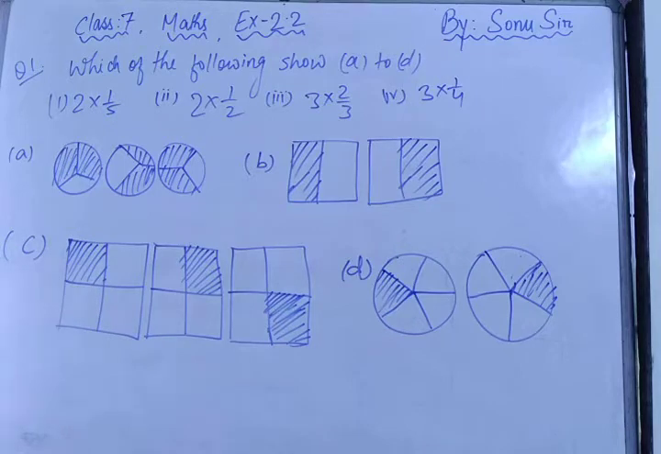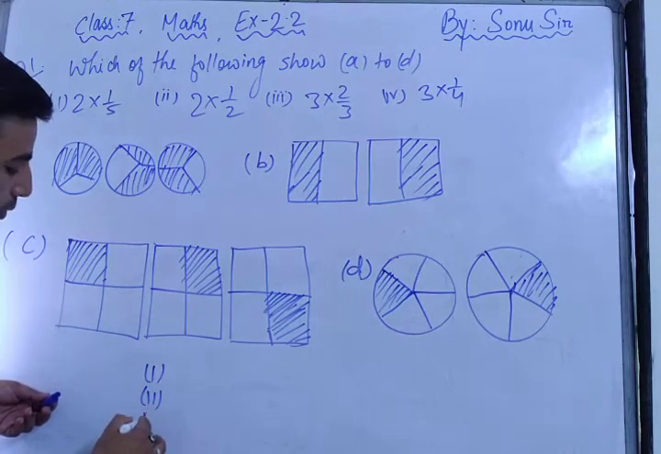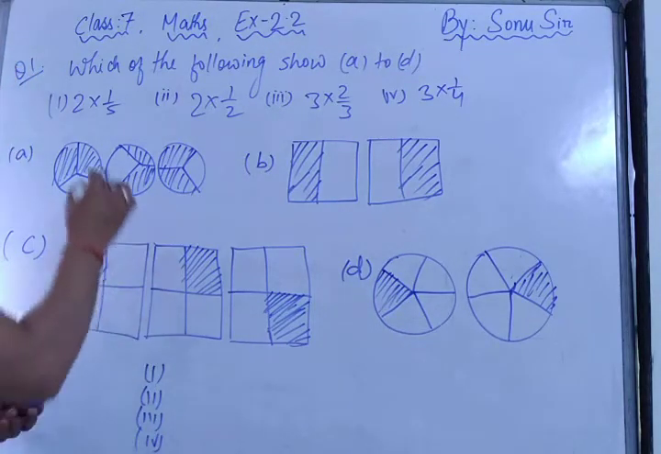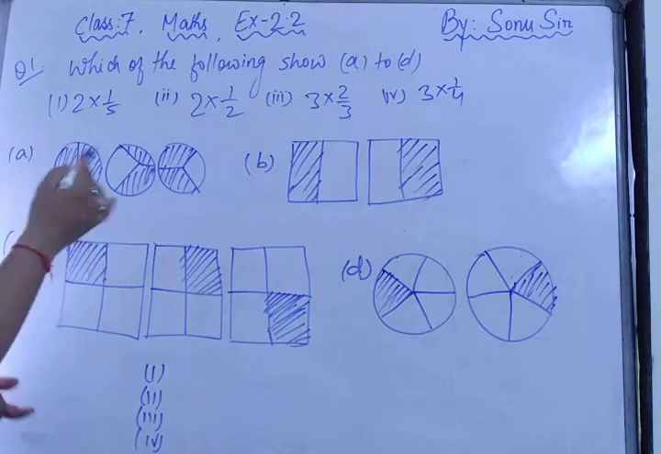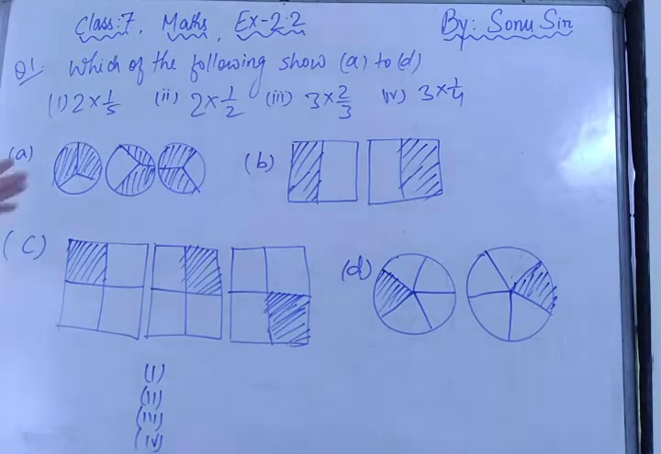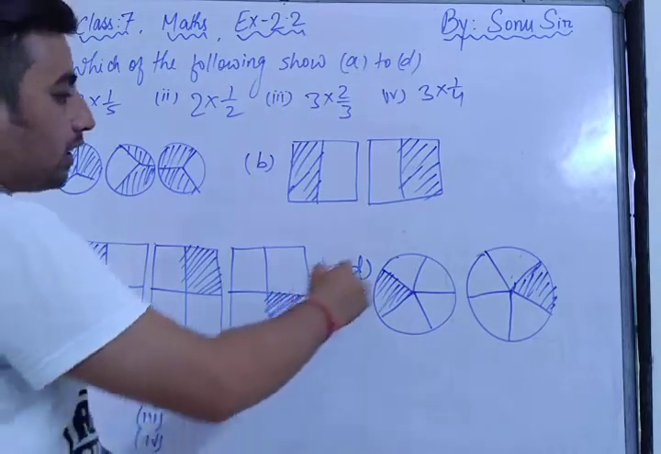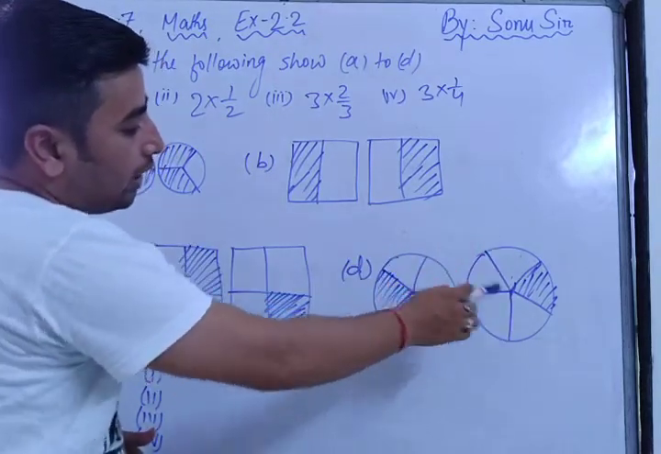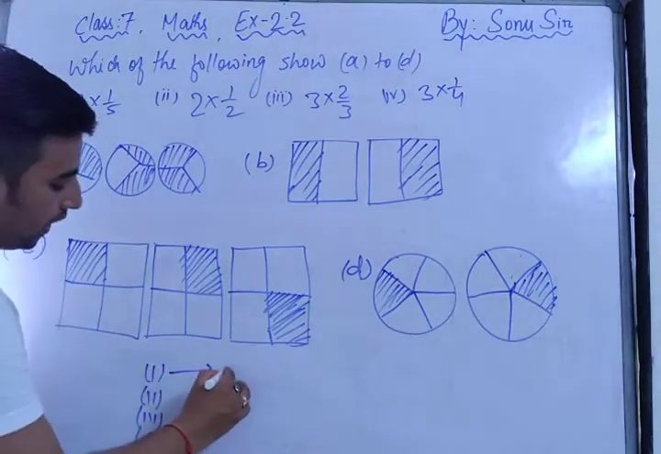Here there are numbers, you have to match. First one is which option, second one is which option, third, and fourth. So the first one is 2 into 1 by 5. It means there are 2 circles or squares, both divided into 5 parts, and one part is colored. Can you see any circle or square divided into 5 parts? These are divided into 3 parts, this is also 3 parts, this is 2 parts, this is 4 parts. These are divided into 5 parts, and 2 circles are there and one part is colored. So the first option is D, right?